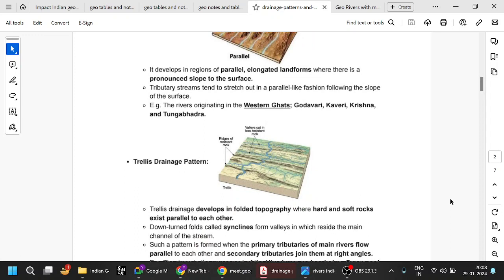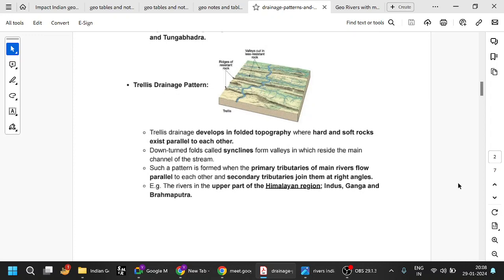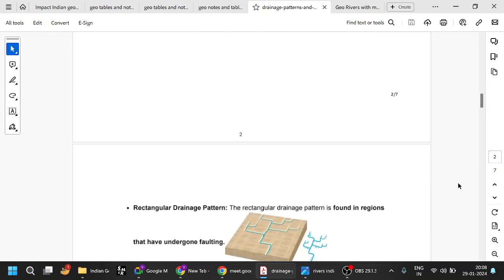So let us look in depth at each river system. So this is trellis. Trellis develops in folded topography where hard and soft rocks exist parallel to each other. Downturn folds called synclines form valleys. Syncline means like this, valleys; anticline is like an upper bump. No need to go in depth unless you are preparing for mains geography, that's a different thing. For preliminary, just trellis pattern, dendritic pattern, what it is, that is enough.